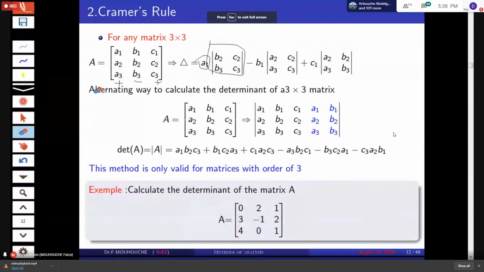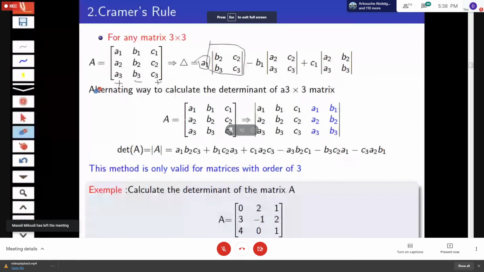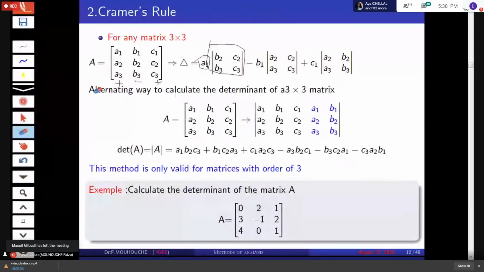To calculate the determinant of a matrix of order 3, firstly we write the signs for the columns. The first column has plus, the second minus, and the third plus. For the first one, for example, if you select I1 and eliminate its row and column, the rest is a matrix of the second order.